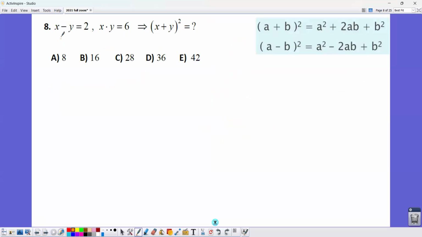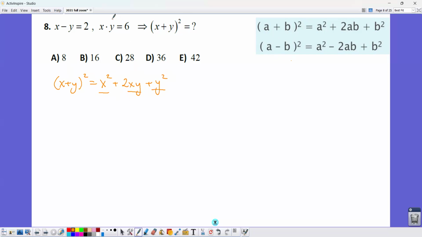Now, here x minus y is equal to 2 is given, and x times y is equal to 6 is given. We are looking for x plus y squared. In this question, you need to remember these two formulas: a plus b squared and a minus b squared. We are looking for a plus b, or x plus y squared. If I open this one, from the formula it will become x squared plus 2xy plus y squared.